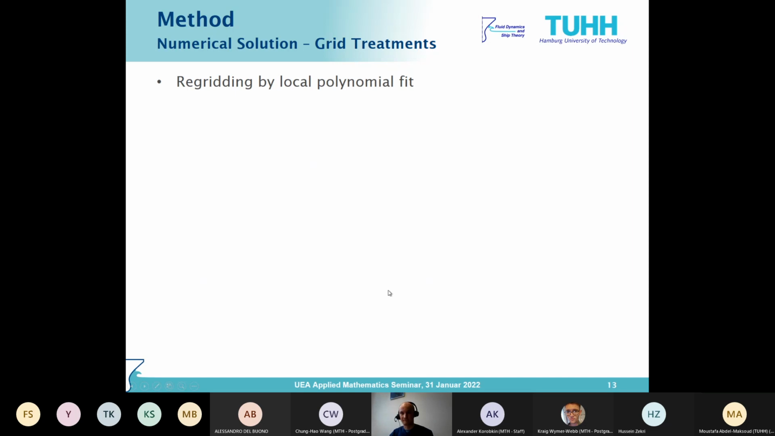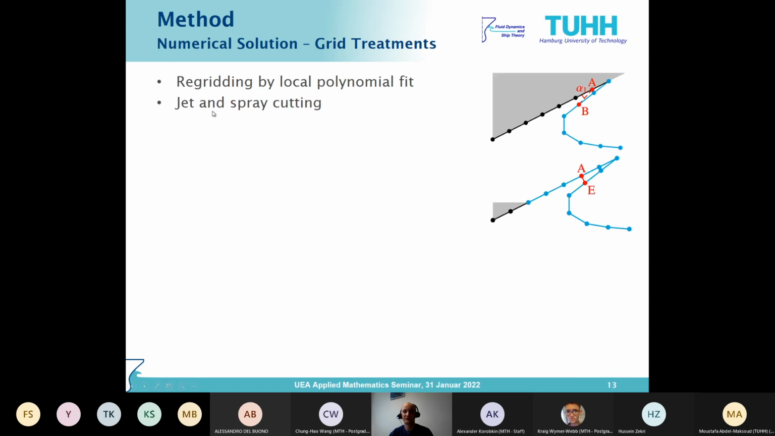Okay, there are some features. This is basically the most difficult part of the method, which is to keep everything stable, because the free surface is very nonlinear and can take some wild shapes, and there's constant regridding going on. For example, this is done every time step where the free surface is regridded, and we use a local polynomial fit to interpolate values for the regridding.